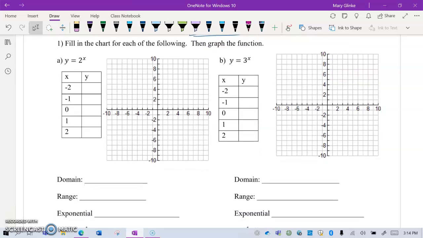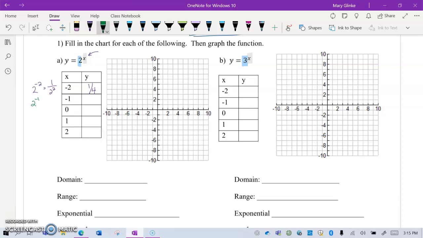So looking at these two problems here, you notice that both of them have a base that is being raised to an x power. When the x is the exponent, it's an exponential function. To identify what the graph should look like, we're going to plug in all of these different x values you see in the table for your exponent, and we're going to evaluate. So 2 to the negative second becomes 1 over 2 squared, which becomes 1 over 4 for your y value.